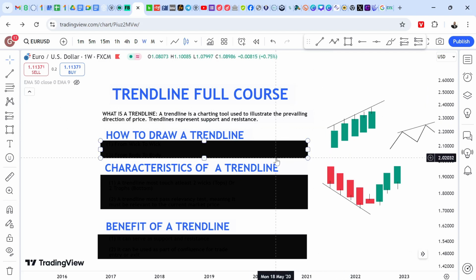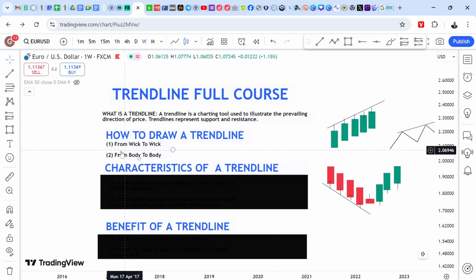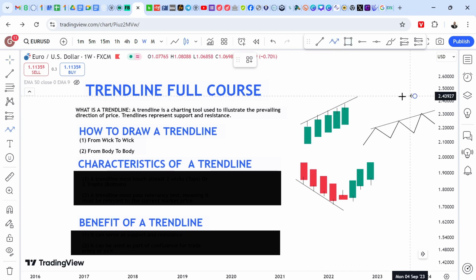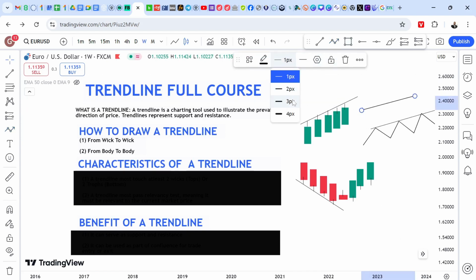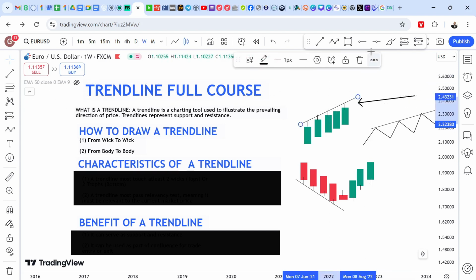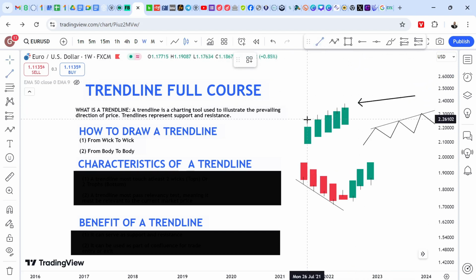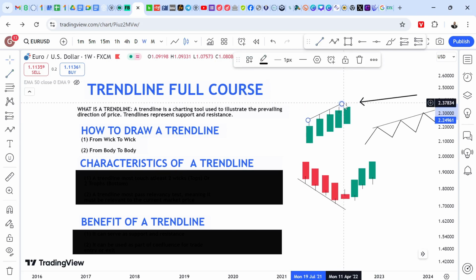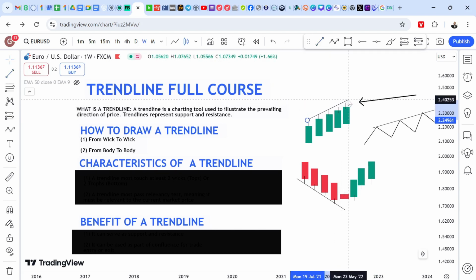How do you draw a trend line? Number one, we draw a trend line from wick to wick. If you look at this illustration here, this candle here is the body, and up here is the wick. So if you are drawing a trend line, you need to connect the wicks together. From this wick to this wick to this wick, you need to connect them together. That is how you can draw a trend line.